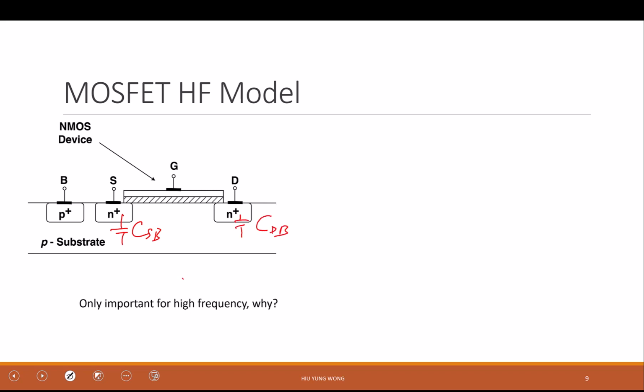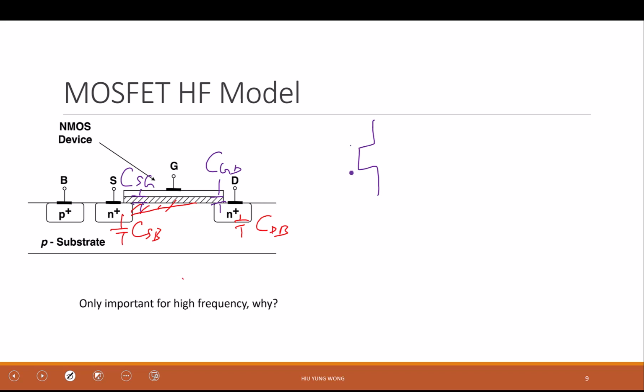CDB. And then I will still draw this. How about this one? CSG or CGS, right? Sometimes I swap it. What is this? CGD. Okay. We are not going to draw this cross section every time, right? We are circuit engineers. We are not device engineers.